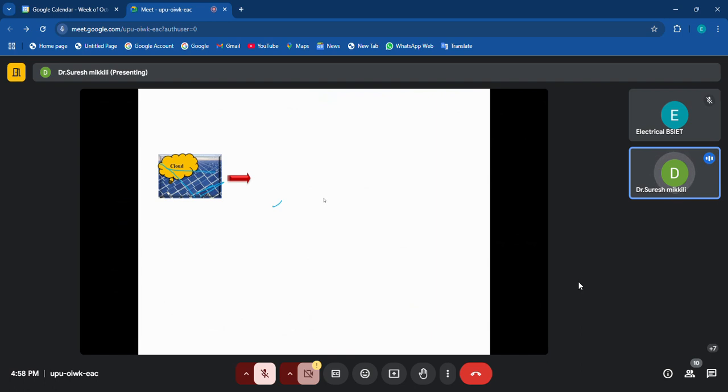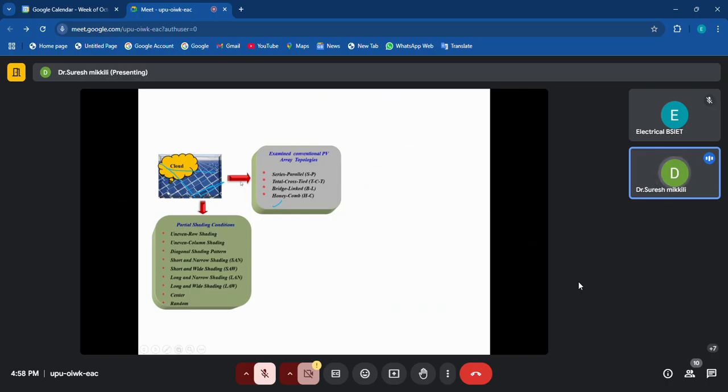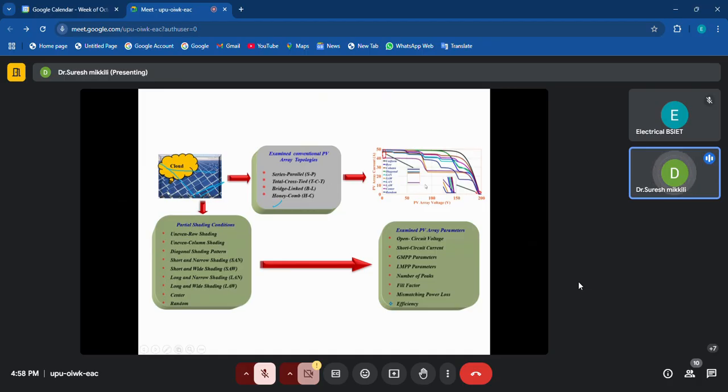First, we discussed the total architecture of a PV system, which consists of different shading conditions. PV panels are connected in different configurations. Now, can you understand this? A PV system has different shading conditions: uneven row, uneven column, diagonal shading. It can be connected in different configurations. Now we are checking I-V and P-V curves and examining different parameters: mismatch loss, efficiency, fill factor, and everything we are calculating.